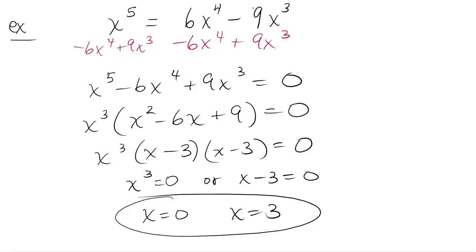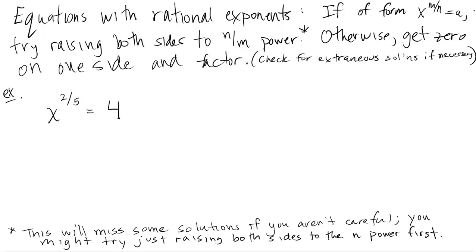I think we're ready to move on to examples with rational exponents. A rational exponent is just a fractional exponent. So I have an example on the screen here. X to the 2/5 equals 4.